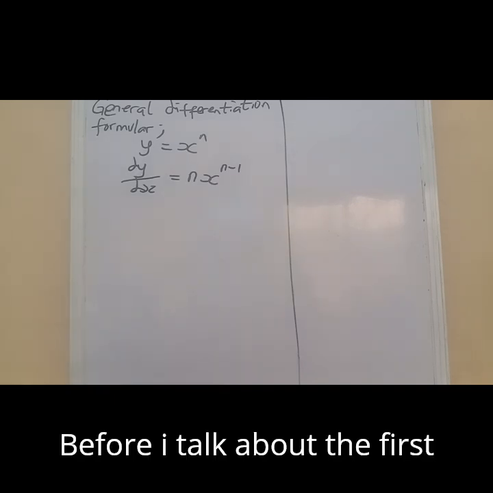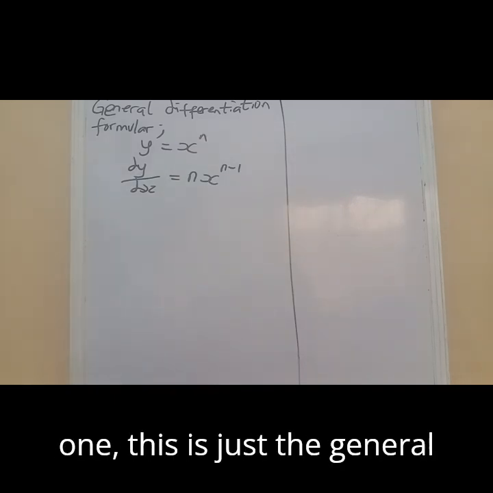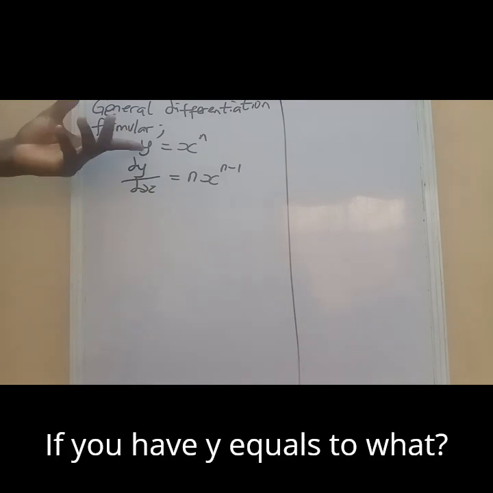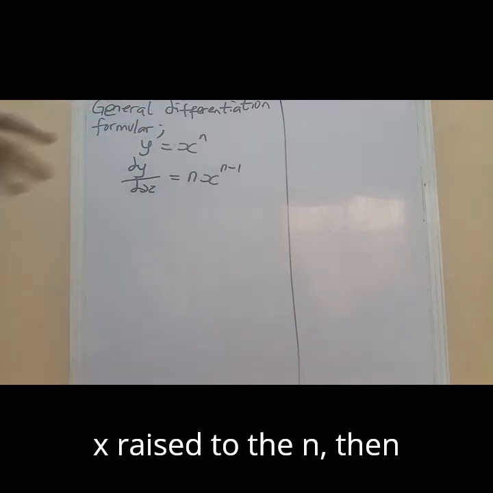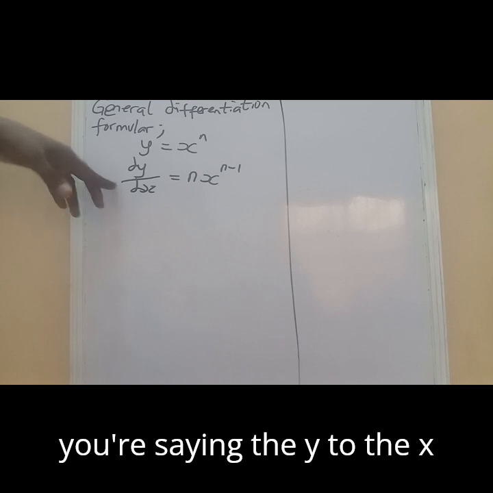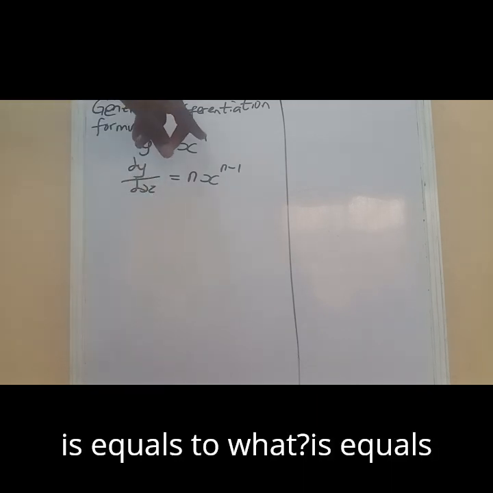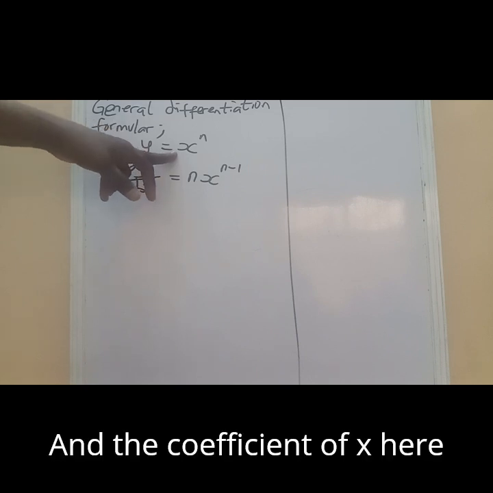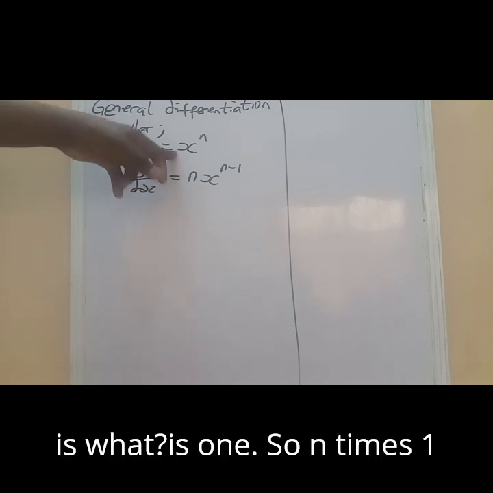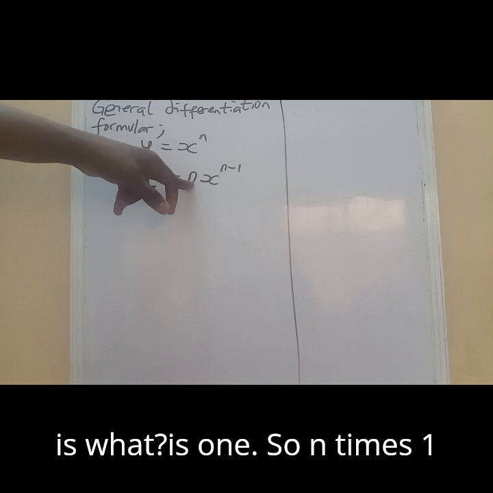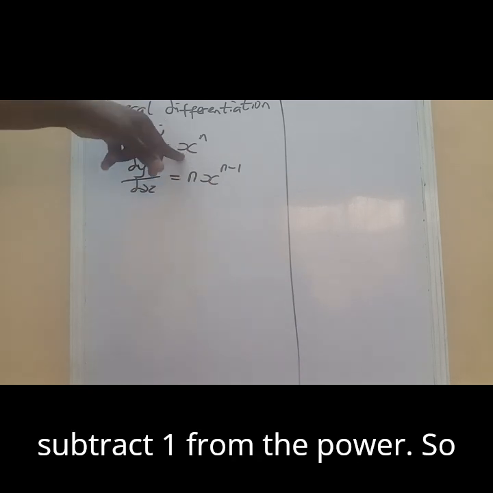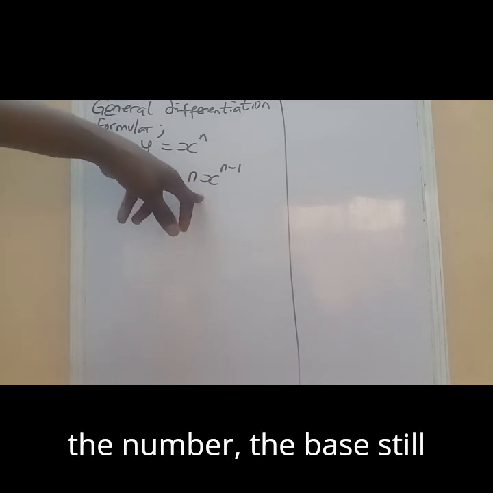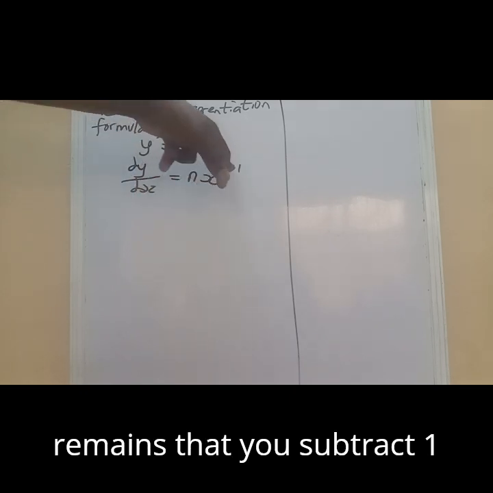Before I talk about the first one, this is just the general formula for differentiation. If you have y equals x raised to the power n, then dy dx equals the power multiplied by the coefficient of x here. And the coefficient of x here is 1. So n times 1 will give you n. Then you subtract 1 from the power. The base still remains, then you subtract 1 from the power.